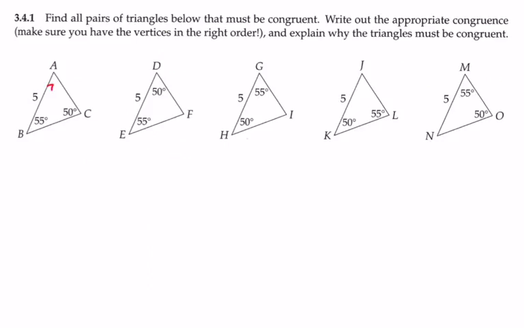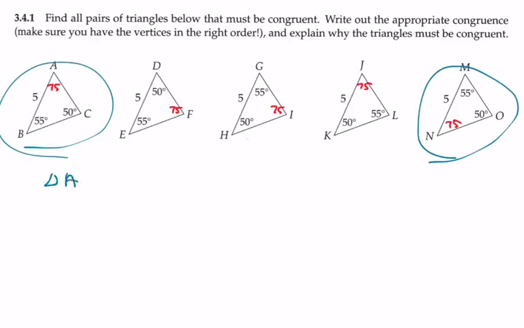Next one is this. We need to figure out which two pairs of triangles are congruent, and then we need to write them down in a particular order. As you can see, all of them are missing one angle. So we're going to fill in the measure of the last angle. It was in fact 75 for all of them. So we are putting the 75 for each angle.